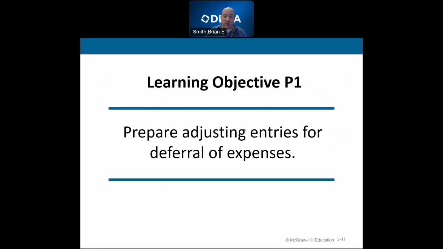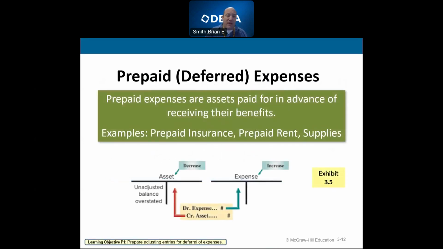So let's talk about, and we're going to go through these very specifically and individually, preparing adjusting entries for the deferral of expenses. What does it mean to defer an expense? What it means is you're prepaying something. You're paying for something now, and you're deferring the expense. You're going to take it in another accounting period or at another time.